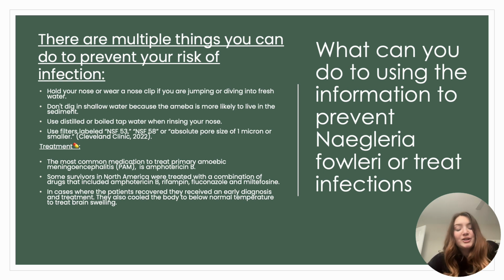Treatment. The most common medication to treat primary amoebic meningoencephalitis is amphotericin B. Some survivors in North America were treated with different combinations of drugs that included the amphotericin, rifampin, fluconazole, and miltefosine. In cases where the patients recovered quickly or a lot better than others, they received an early diagnosis and treatment. They also did cool the body temperature below normal to treat the brain swelling.